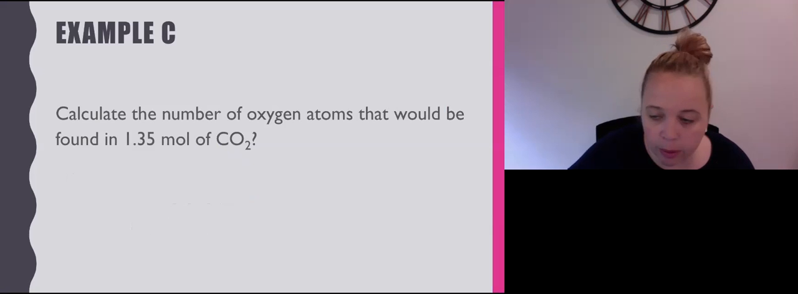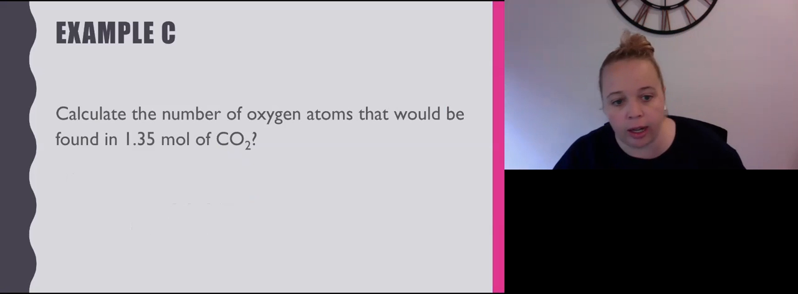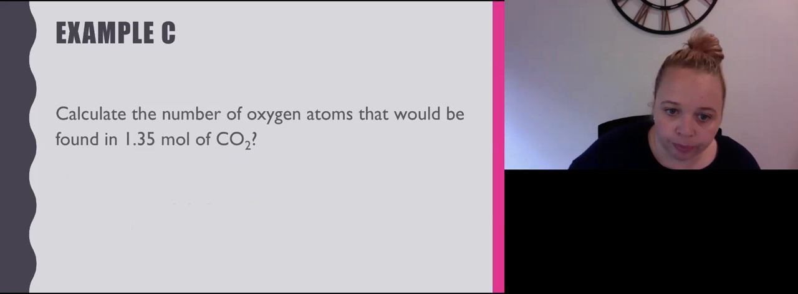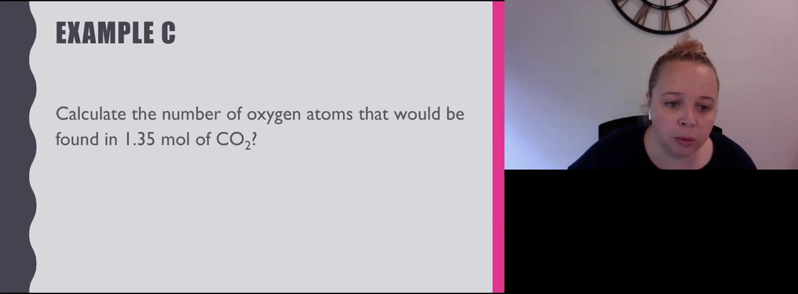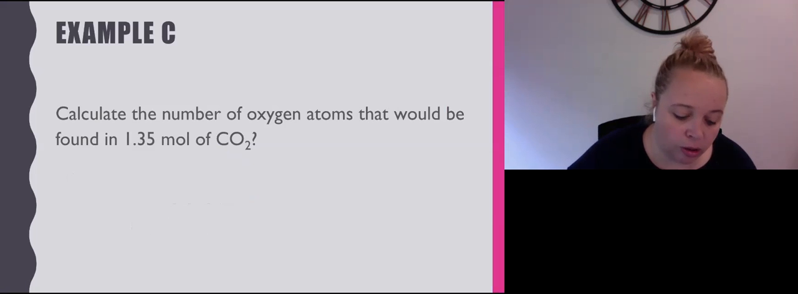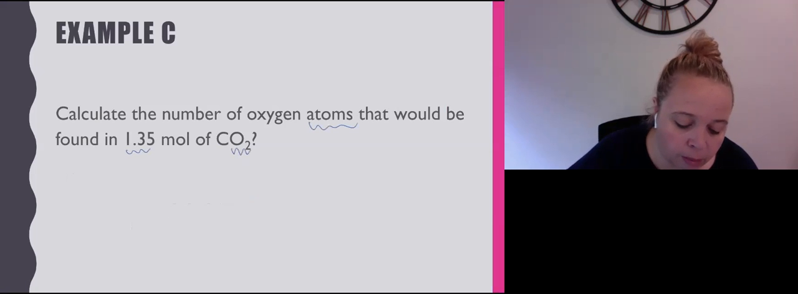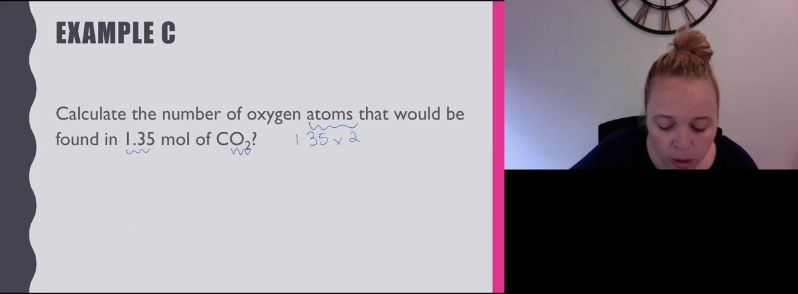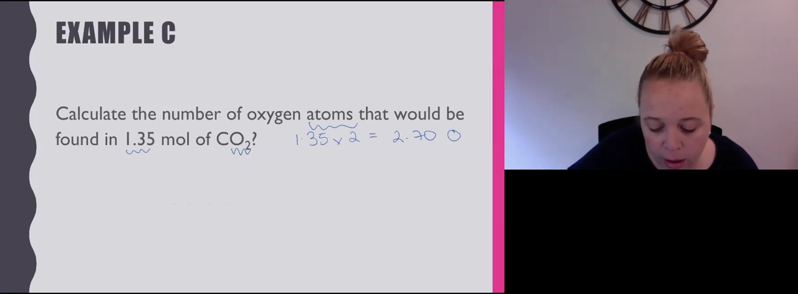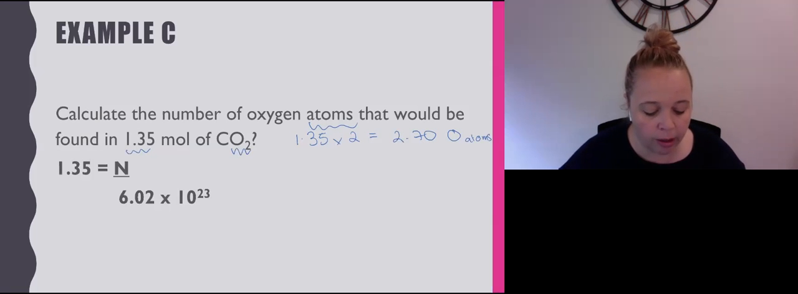Here's one more example. Again, you can pause, try it out yourself, then see how we go. How many oxygen atoms would be found in 1.35 mole of CO2? So remember here, we've got 1.35 mole of this, but we're talking about atoms. So that means to begin with, we're going to have 1.35 times 2 equals 2.70 mole of oxygen atoms.